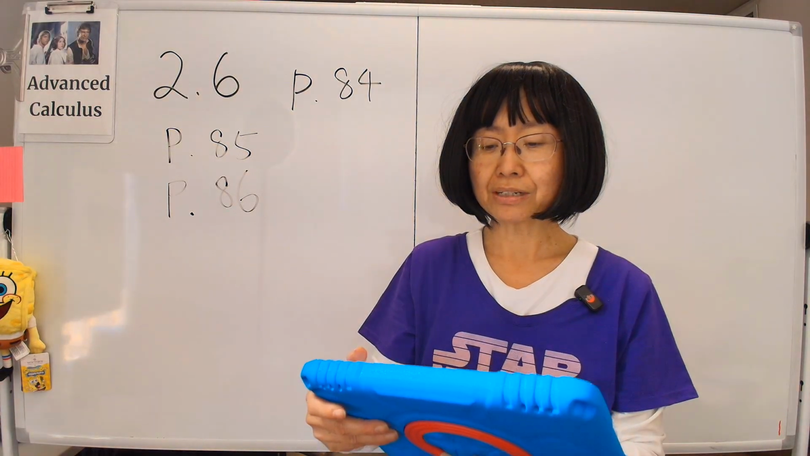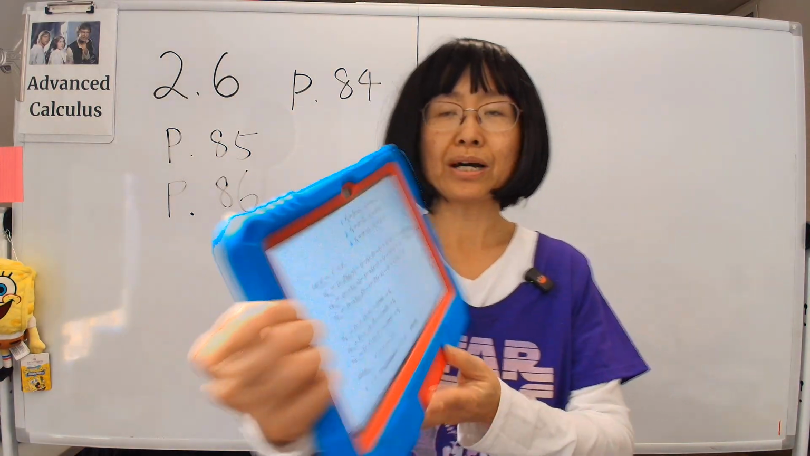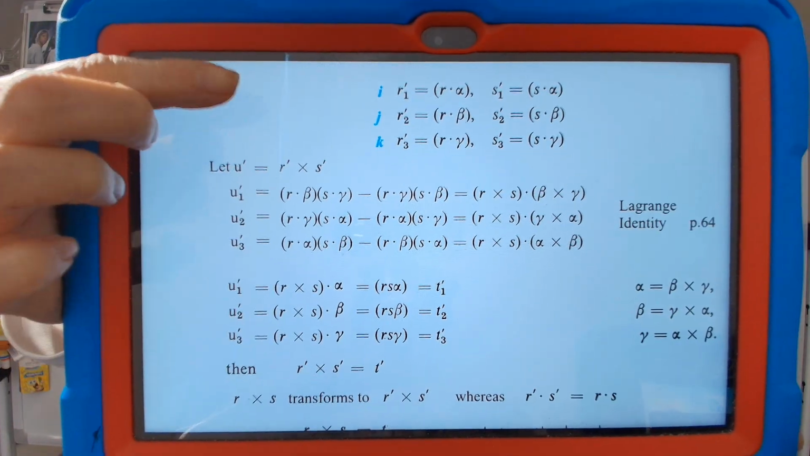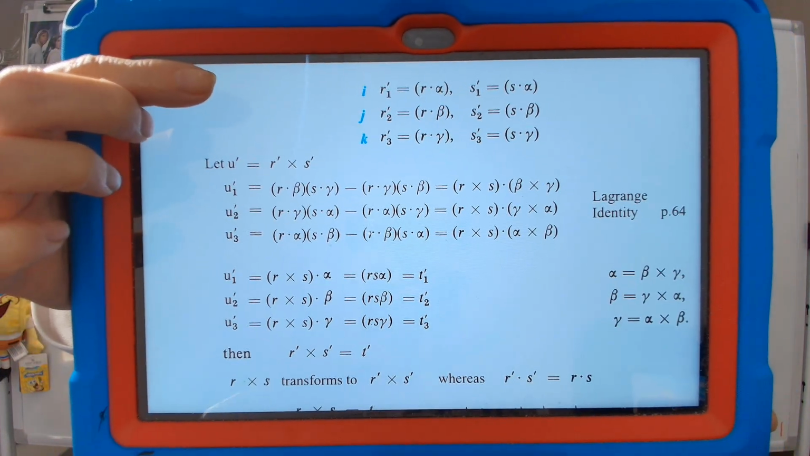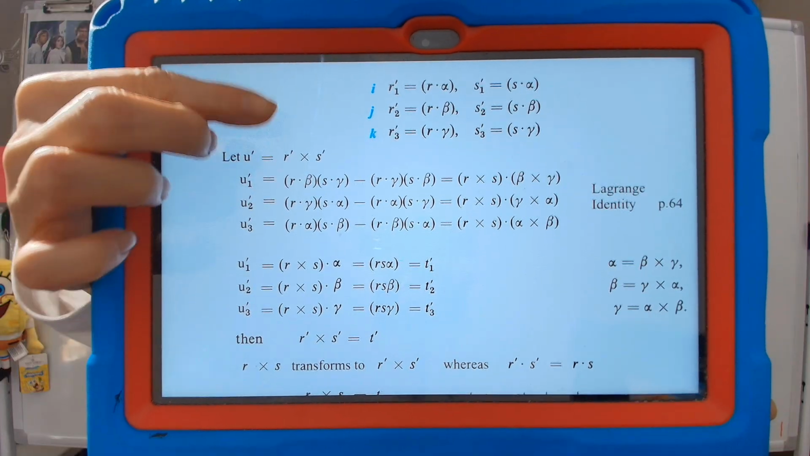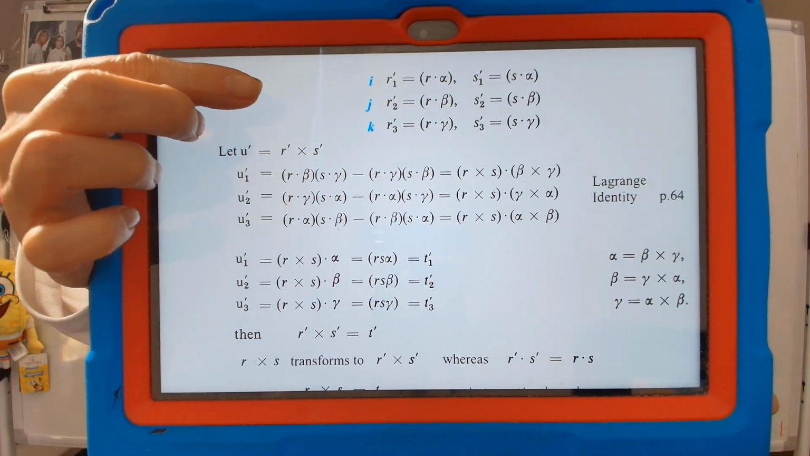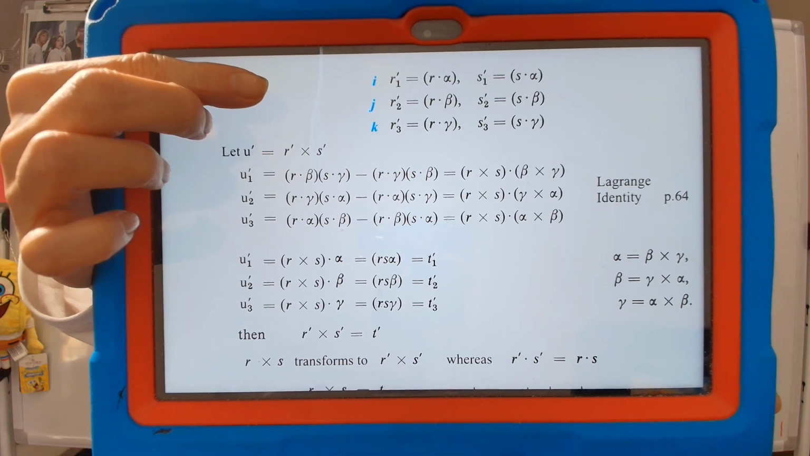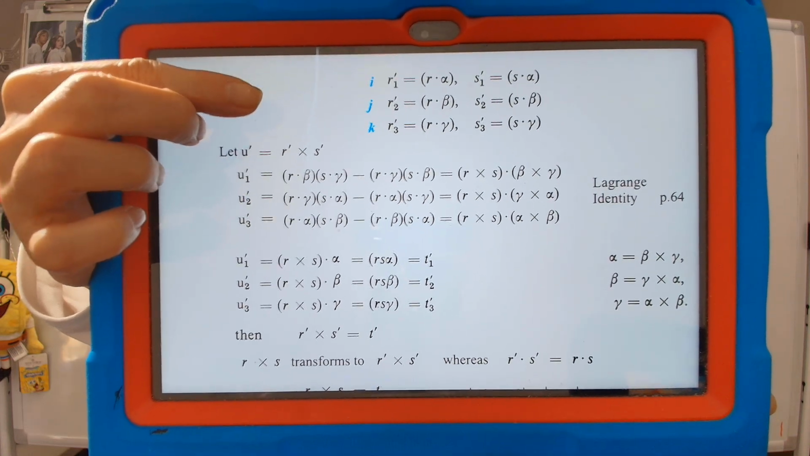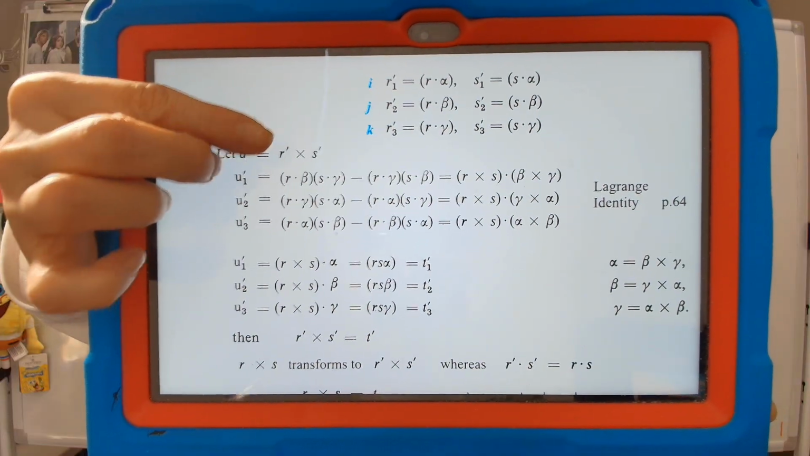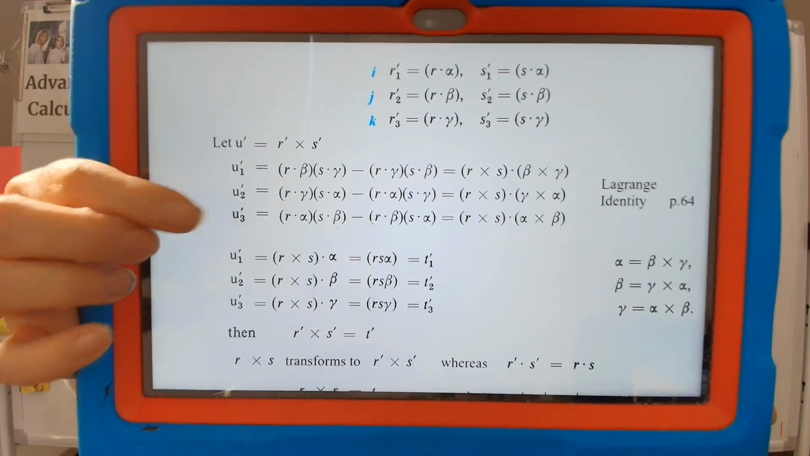And the next thing we're going to do is figure out what R prime and S prime are during transformation. Based on the definition, each component of R prime will be R dot alpha, R dot beta, etc. And S prime will be S dot alpha, S dot beta, etc. Okay, and those two will be transformed according to the formula we just learned.